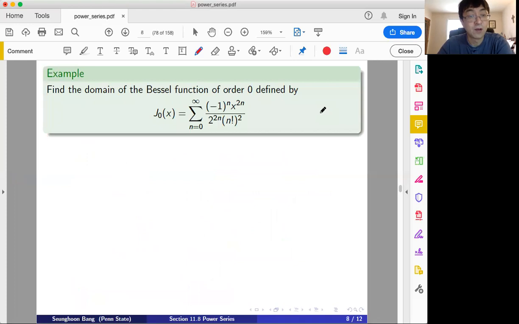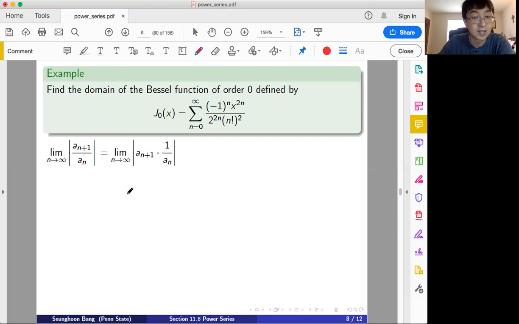The next one. Find the domain of the Bessel function of order 0 defined by J0(x) equals the summation from n equals 0 to infinity of (-1)^n x^(2n) over 2^(2n) times (n factorial) squared. Let me see. So how can you find the domain? The question is exactly the same as the previous examples: for which values of x does the series converge? To find the x values, it's the same. You can use the ratio test.